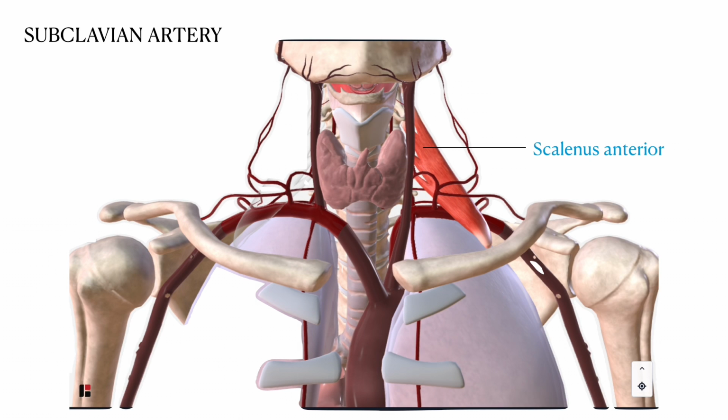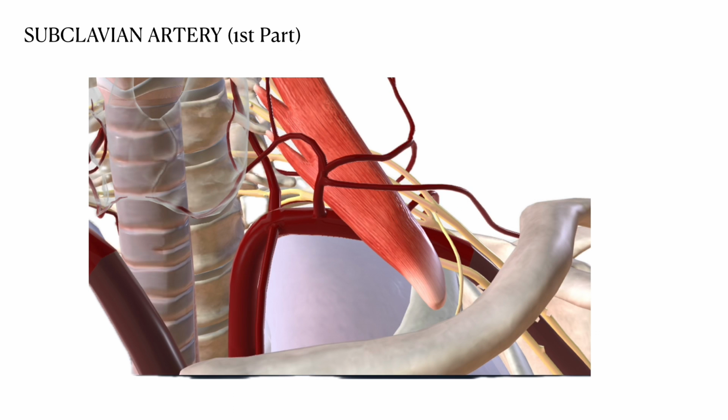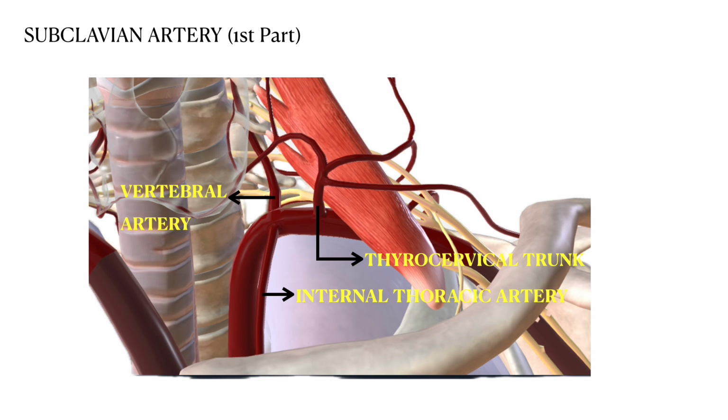artery. Based on the scalenus anterior muscle, the subclavian artery is divided into three parts. The first part, which is medial to the muscle, the second part, which is behind the muscle, and the third part, which is lateral to the muscle. The first part of the subclavian artery gives three main branches. Number one being the thyrocervical trunk, internal thoracic artery, and then the vertebral artery.